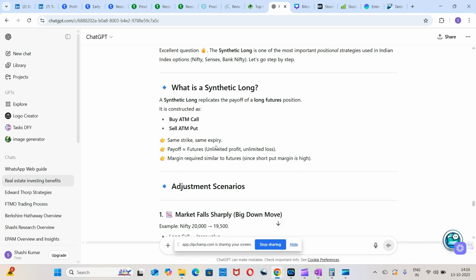It's the same strike, same expiry. You will choose the ATM call that is bought as well as the ATM put that is sold. Payoff is similar to futures. Unlimited profit is there on the upside and limited loss is there on the downside. Margin required is similar to futures since short put margin is high.